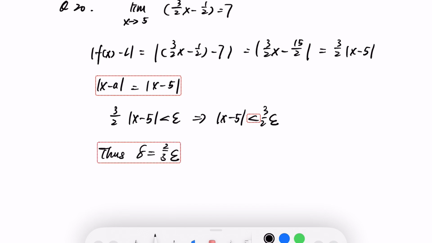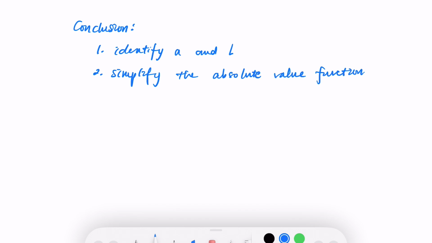So, isn't it easy? We first identify a and L, and then we simplify the absolute value expressions. And lastly, we find the constant multiple. Done!